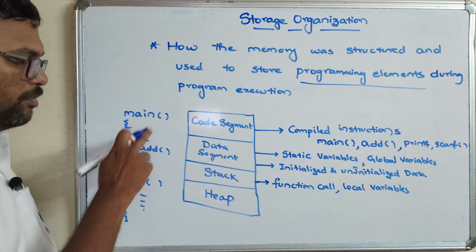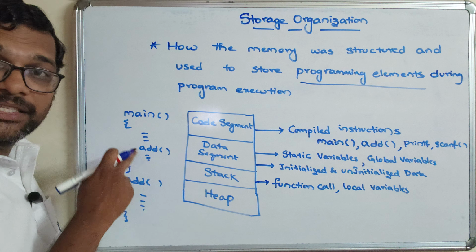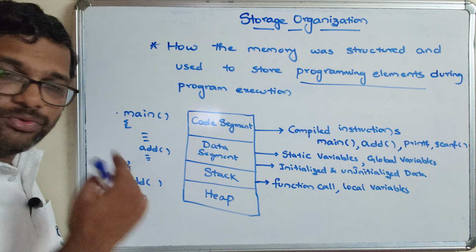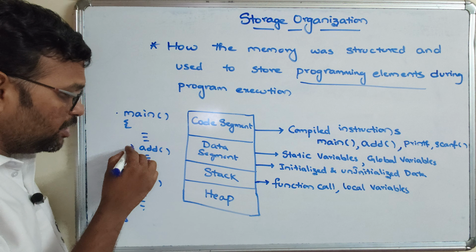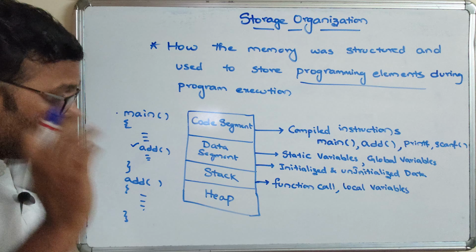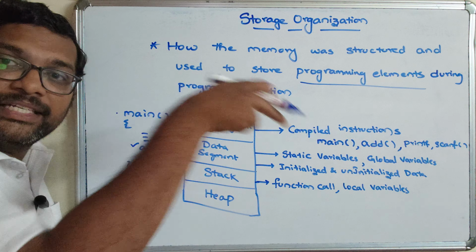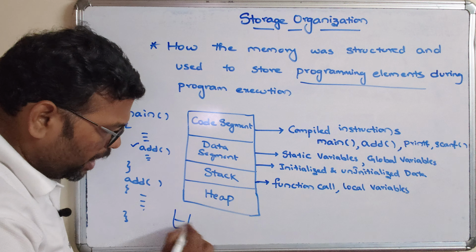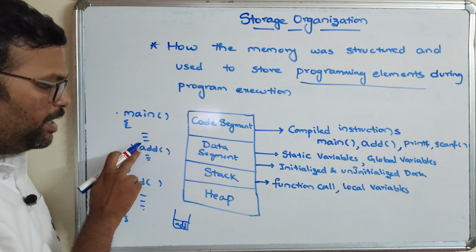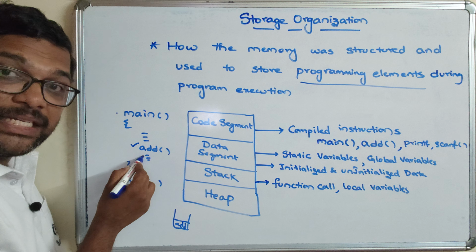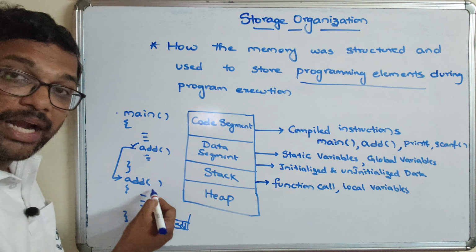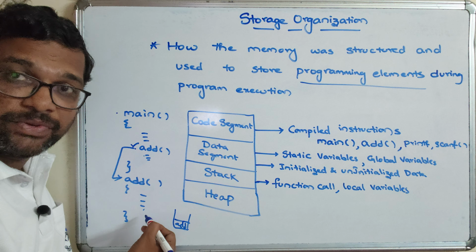What happens here? The control will always start execution from the main function, so it will start the sequential execution, and whenever the control executes this add, immediately the address of add will be stored in the stack. It doesn't move to the next instruction; it moves to the function definition, and here it will start executing again in a sequential manner.